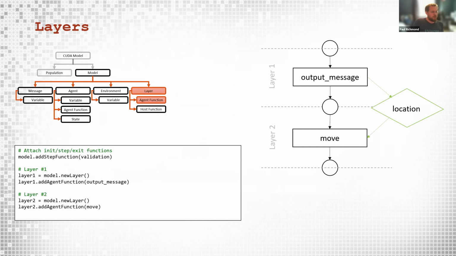And then the final thing we do is define the execution order of the functions. There's only a single agent, so there are only two functions that we need to worry about.